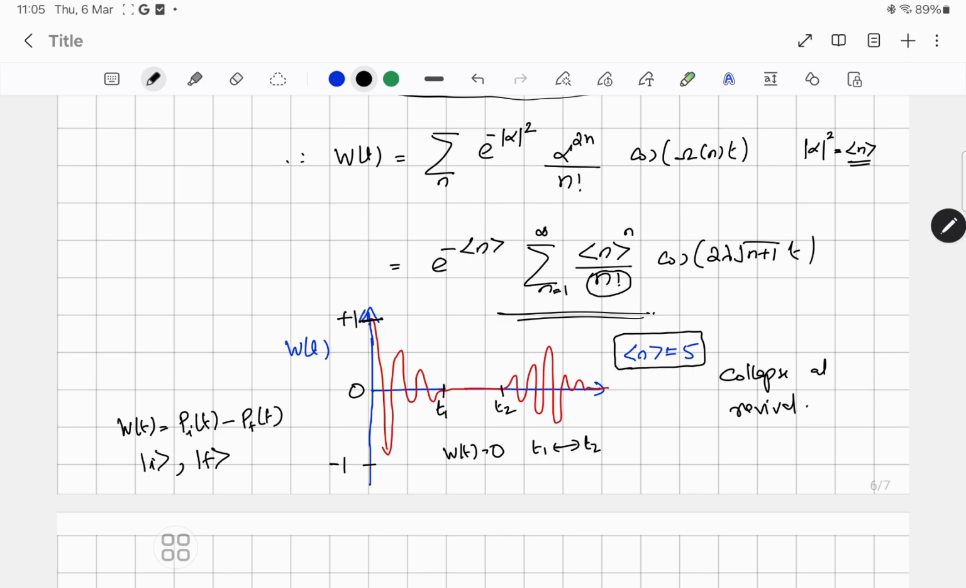So that means the system must be in some state like this, 1 by root 2 ket I plus 1 by root 2 ket F. We have the equally probable state. So the system is in an exact superposition, which means it has equal probability for the state I and state F. This kind of situation is called collapse.